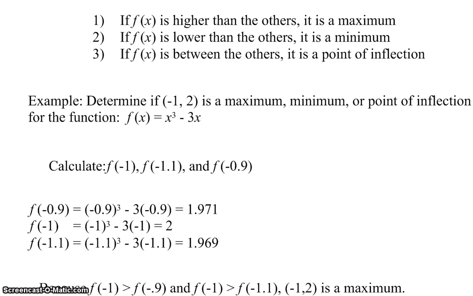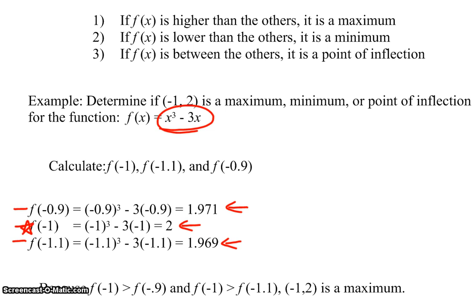In our example, I was using the function x cubed minus 3x, and I was interested in what happened at -1. So I evaluated -0.9, -1, and -1.1. When I did -0.9, I got 1.971. When I did -1, I got 2. When I did -1.1, I got 1.969.